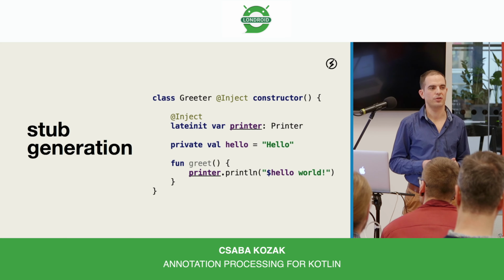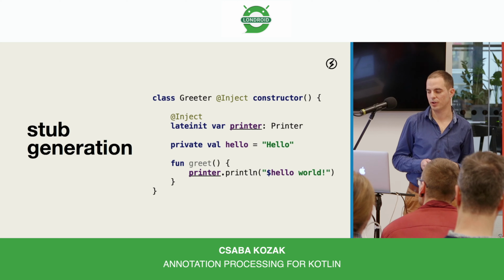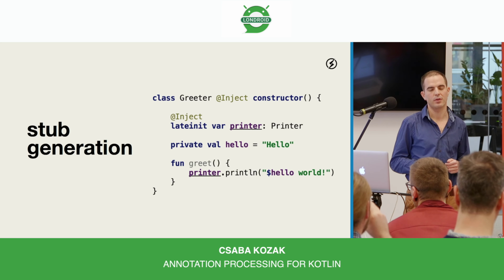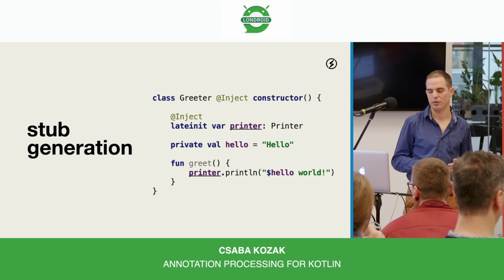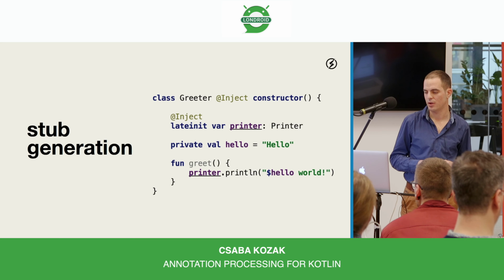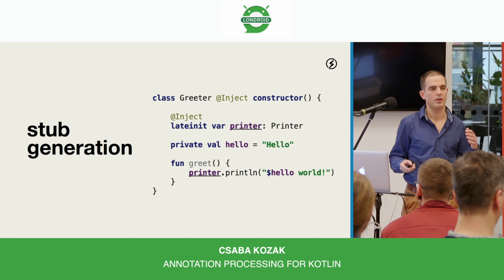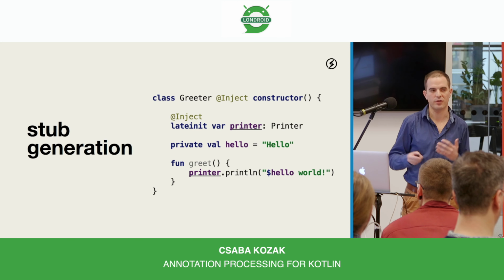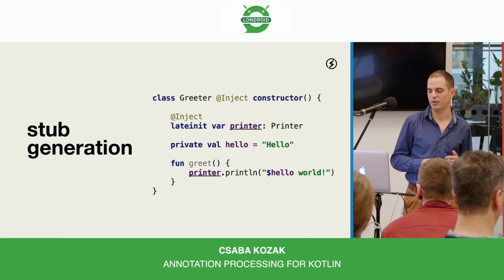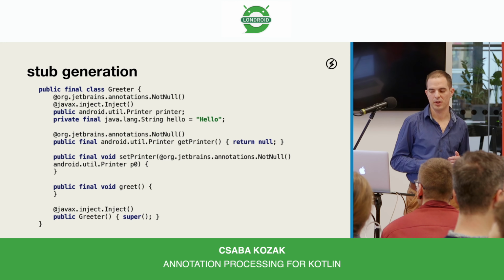So let's see how this stub generation is working. We have a very simple and boring class called Greeter, and it has several properties and one function. And as you can see, there are inject annotations on it, so annotation processors can process this code. And the Kotlin compiler will look at this class and will generate this Java stub from it.